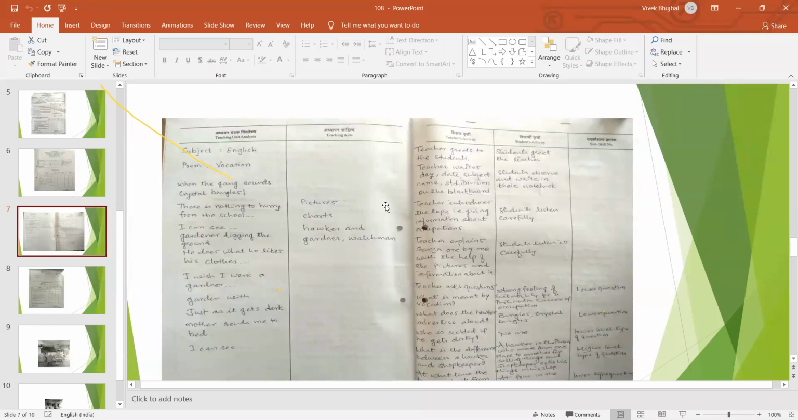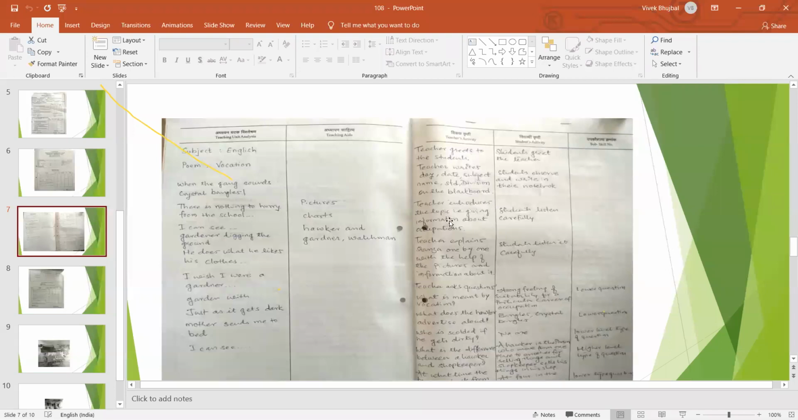Next, let's see subject English, the poem Vocation 2.1. Vocation is the poem written by Rabindranath Tagore. Let's see the first stanza. Vocation. The word vocation is a synonym of the word occupation.